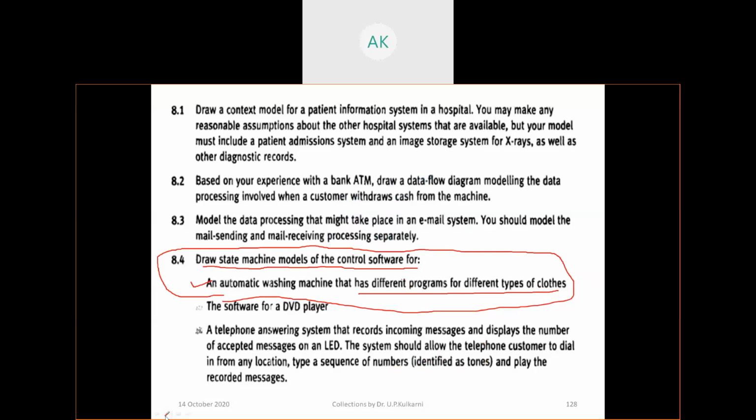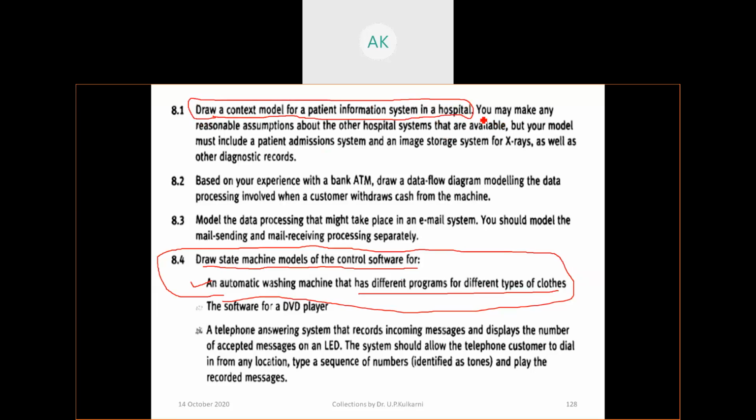Right. Okay. Then look at that. I'll read here. Draw the context model. Context model is nothing but something like system components. It is like an architecture, right? System components and their connectivity, for a patient information system in a hospital. So this is incomplete. What is the patient information system in this one? Unless other details are available, it may not be possible to write it.